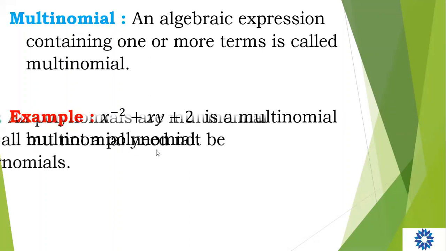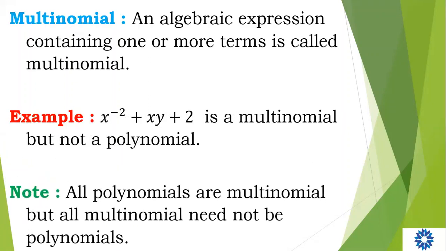Please note that all polynomials are multinomials. Polynomials means positive powers. So polynomials are multinomials, but all multinomials need not be polynomials. That means this is a multinomial. So this is not a polynomial. That's why polynomials are multinomials, but multinomials need not be polynomials.